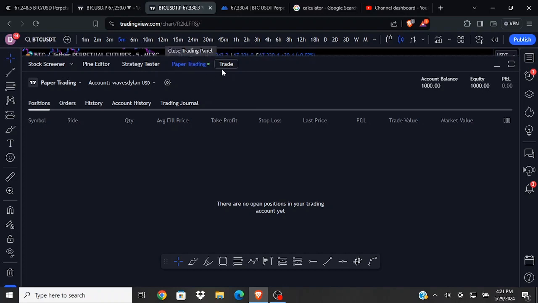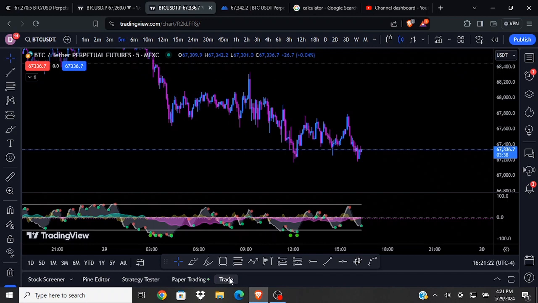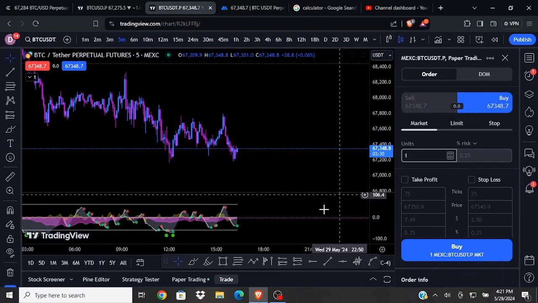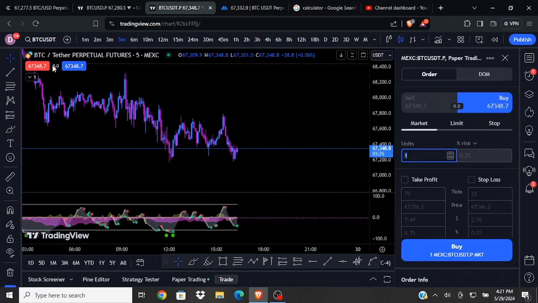So next to paper trading on this panel, if you minimize it, it'll be down at the bottom of the page. If you hit this trade button, this panel will pop up on the right-hand side. And this is where you'll place your orders. You can also click these buttons up here, and it will also pull up that panel. You click the red one, it'll go to the short option. Click the blue one, it'll go to the long option.